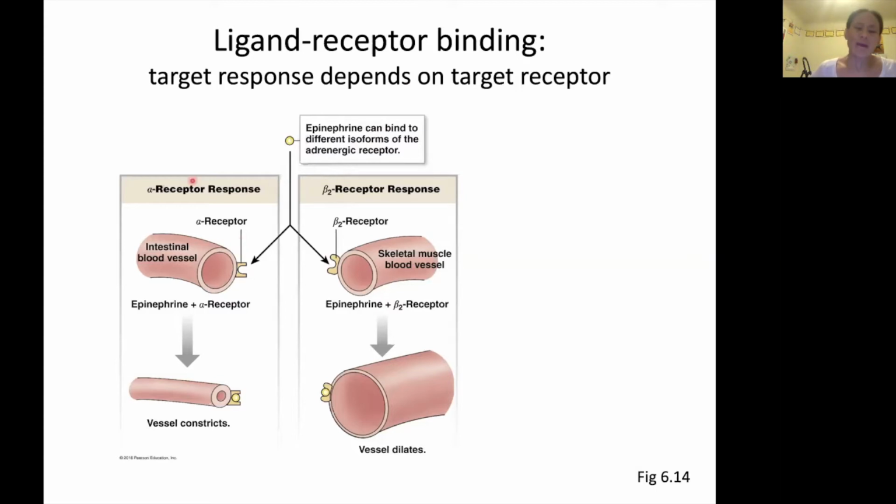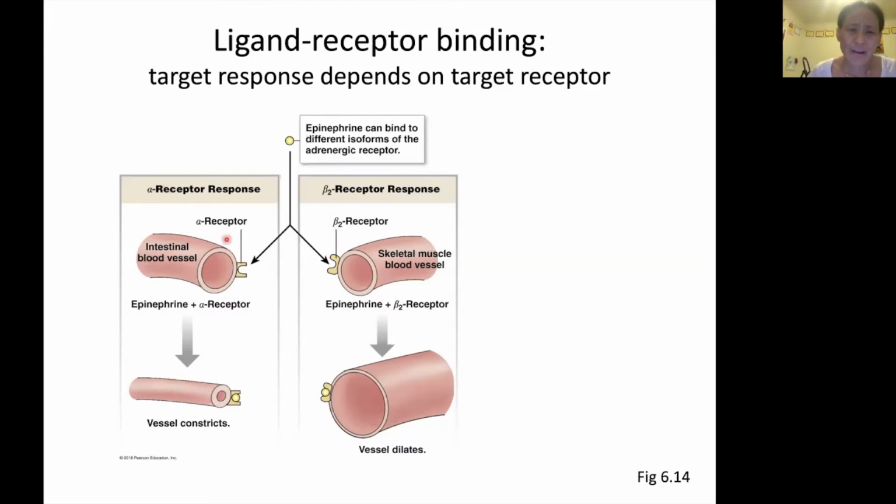And if we look over here at this intestinal blood vessel, these guys have a receptor to epinephrine called the alpha receptor. If we look in the skeletal muscle, the blood vessels there have a receptor to epinephrine called the beta 2 receptor. Don't worry too much about the names. The important thing here is that you have two different types of receptors in two different tissues in the body.